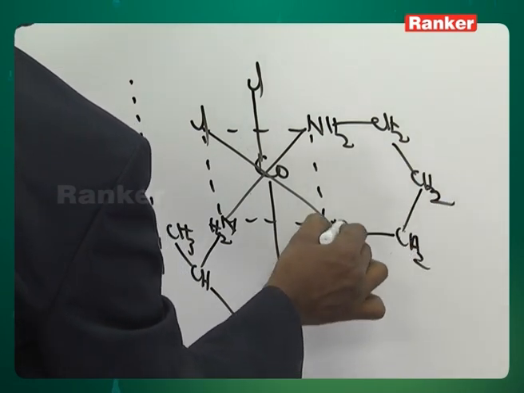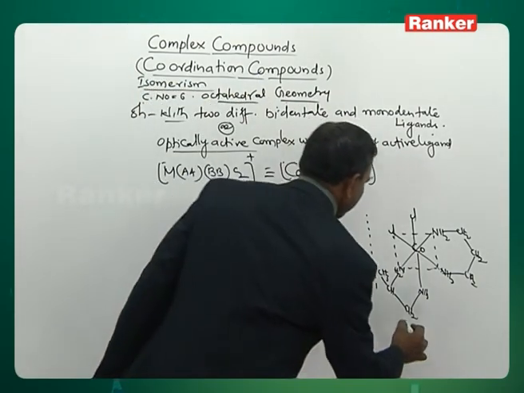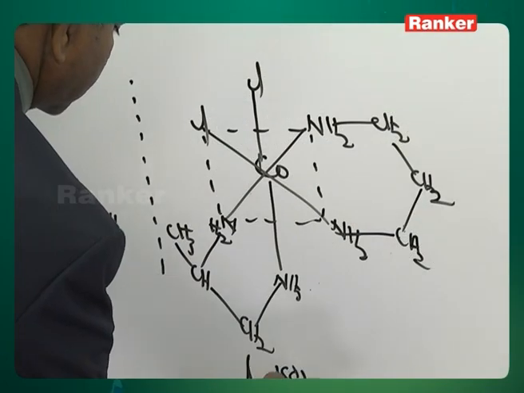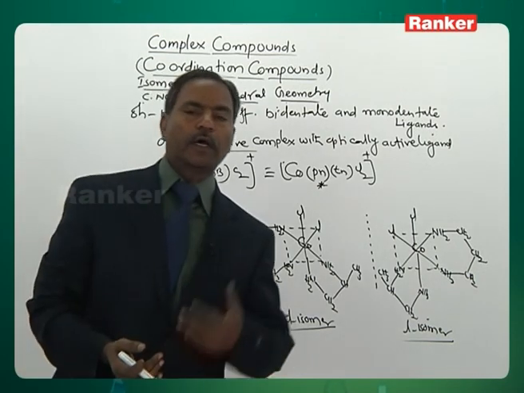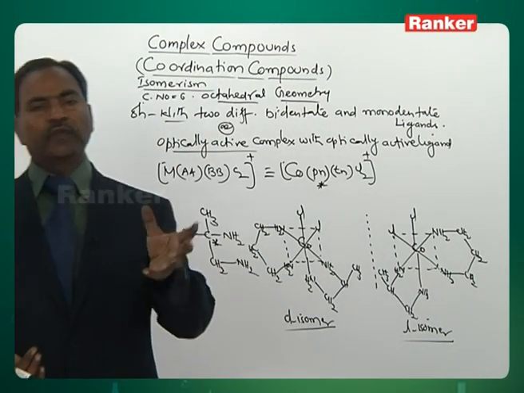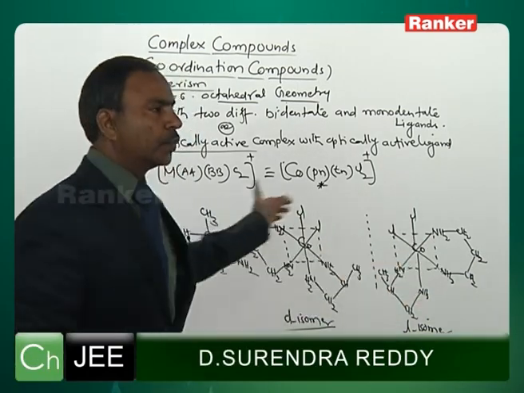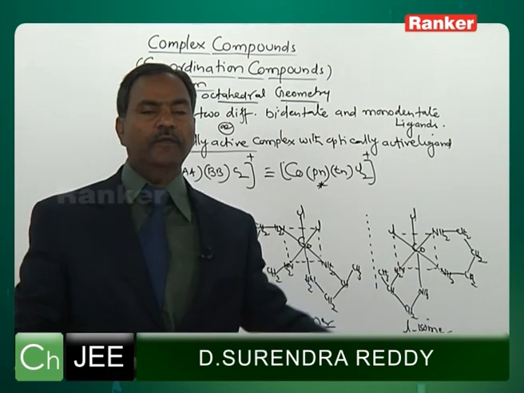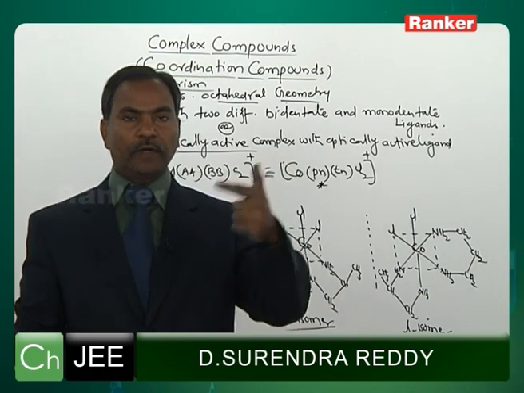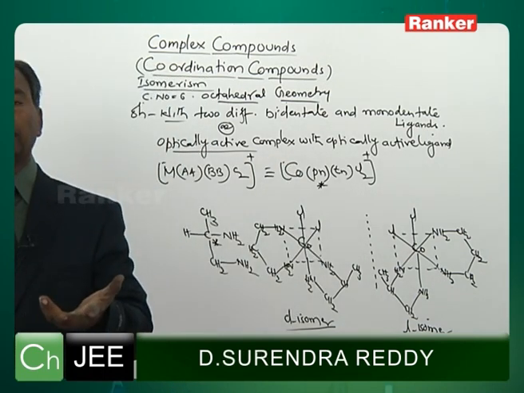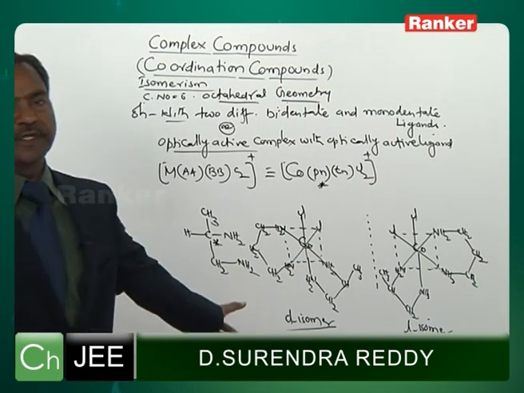CH2, and NH2. Once you say one is D, the other one will be L. So, octahedral geometry with a monodentate we completed, octahedral geometry with bidentate and monodentates, and with two different bidentates and monodentates, in that we are taking it as what? An optically active complex, which is carrying an optically active ligand. Optically active complex with the optically active ligand is the best example under this.